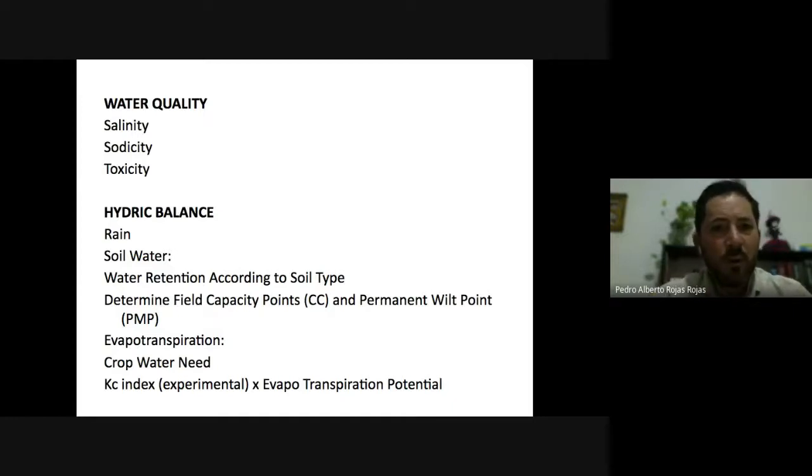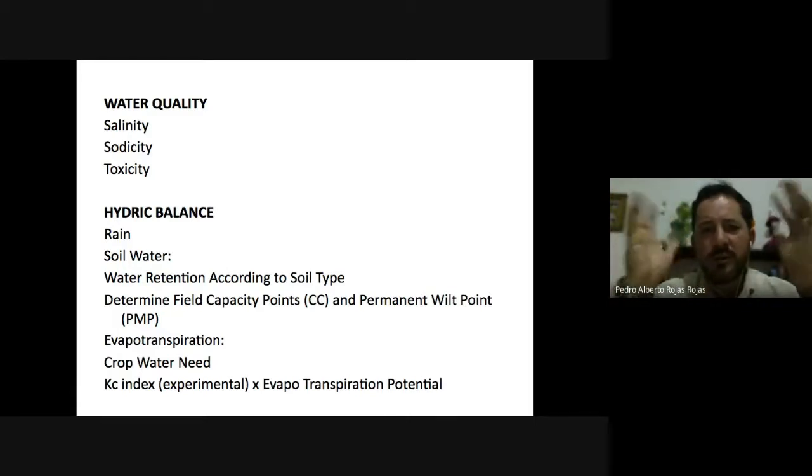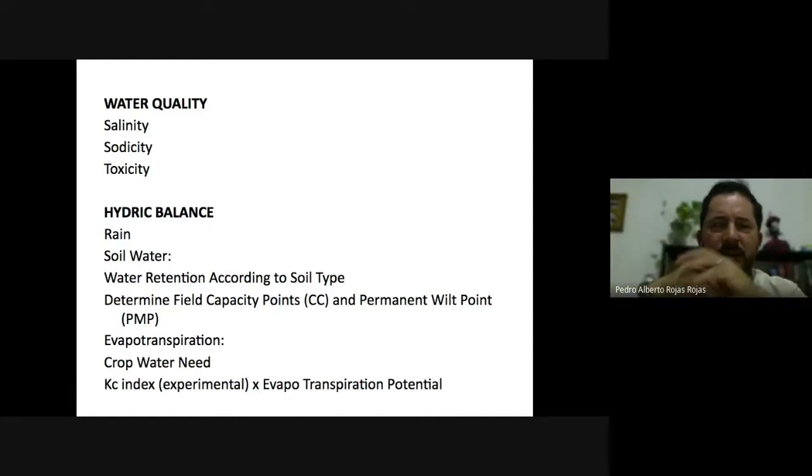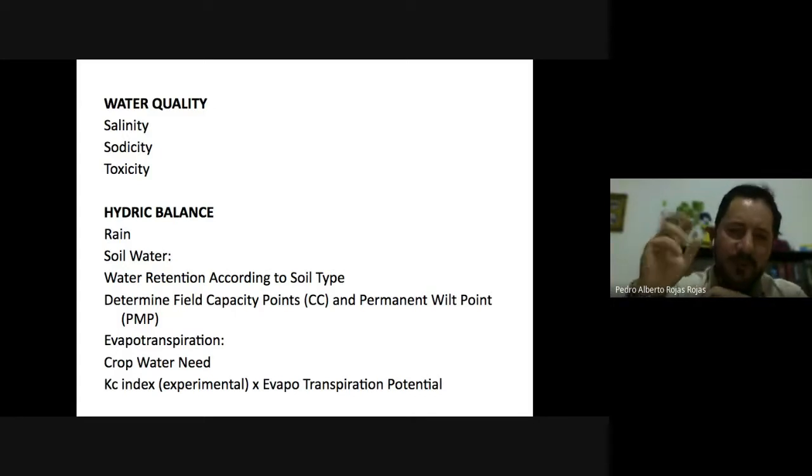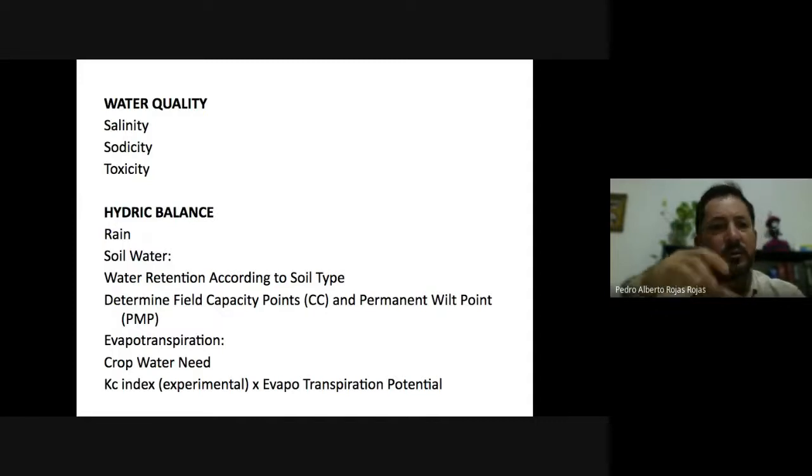Talking about the water quality, the three elements of water quality are salinity, sodicity, and toxicity. These three elements have to be avoided in the water quality. Also, the hydric balance is because the water has different ways to get to the crops. For example, rain is one of the more natural sources of water for the crops, and also the soil water, which is located in the ground of the soil.